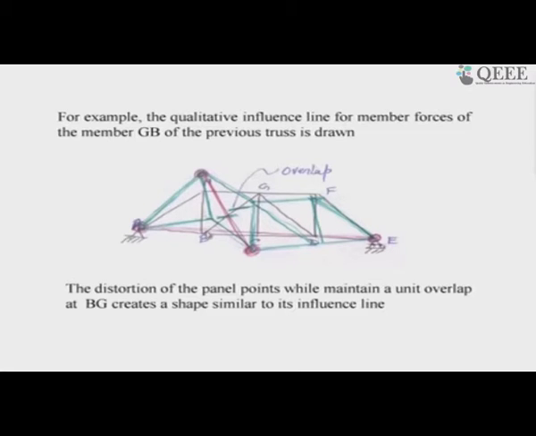Now, if I am interested in the influence line diagram for the member force of this member, let me destroy it first. So, I am cutting the GB member and then pulling both ends of the member, either in tension or compression. Here I pull it to make the ends closer together. The GB member is cut and pulled towards each other.